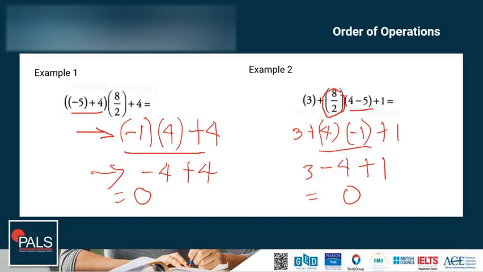As you can see, working with the order of operations is not really that hard. All you need to do is remember which operation should go first, or which operation you should solve first. Because if you make a mistake with the order of operations, you will always come up with a wrong answer.